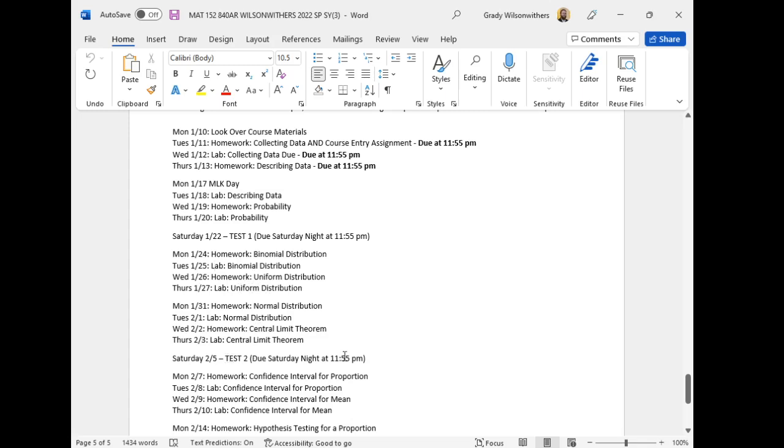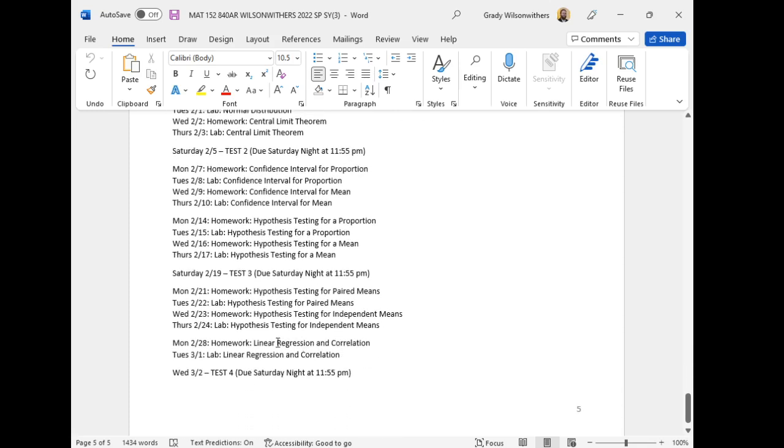Every 2 weeks, you have a test that's due Saturday night. The exams are not cumulative. So test 2 covers the content that we've talked about since test 1. Test 2 would be on binomial distribution, uniform distribution, normal distribution, very iconic topic for the course, and the central limit theorem. Similarly, your test 4 is going to be on hypothesis testing for paired means, independent means, and linear regression and correlation.